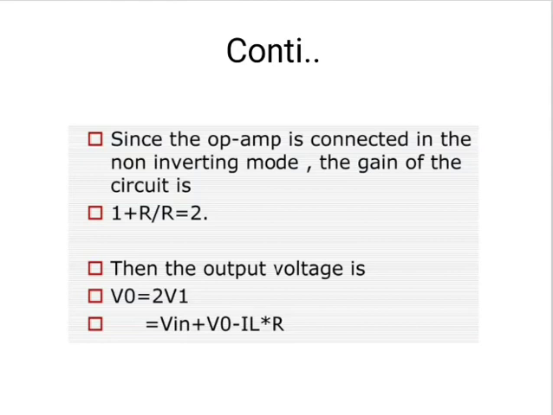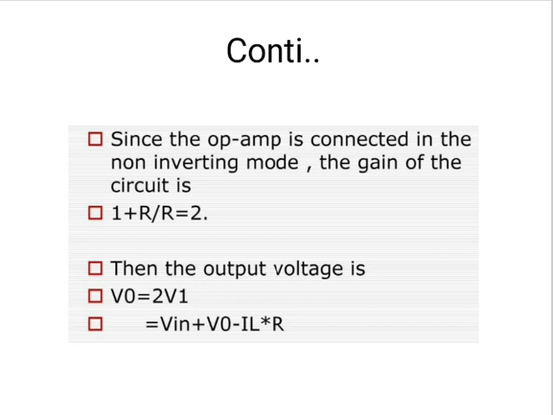Since the op-amp is connected in non-inverting mode, the gain of the circuit is given by 1 plus R divided by R, which is equal to 2, and the output voltage V0 is equal to 2V1, that is, V0 is equal to Vin plus V0 minus IL into R. So Vin is equal to IL into R, and IL is equal to Vin by R. So we can conclude that the current IL is related to the voltage Vin and the resistor R.